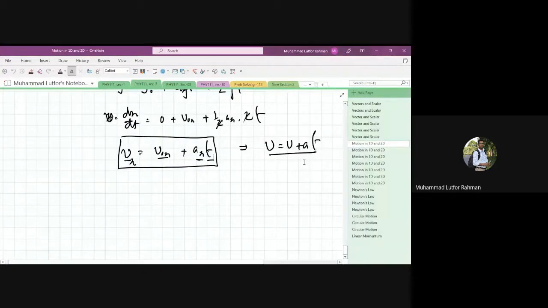describe the motion in 2D, which is basically projectile motion, because projectile motion is a two-dimensional version of motion under the influence of gravity. Let me share my screen first. Here it is. So we talk about that.